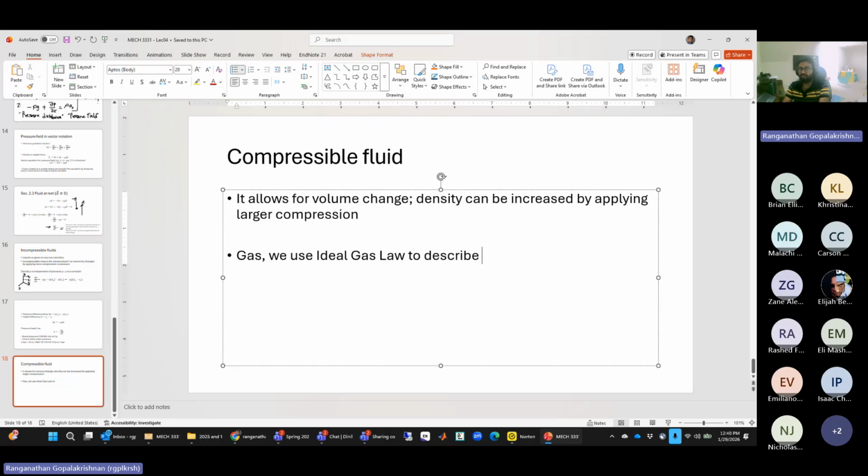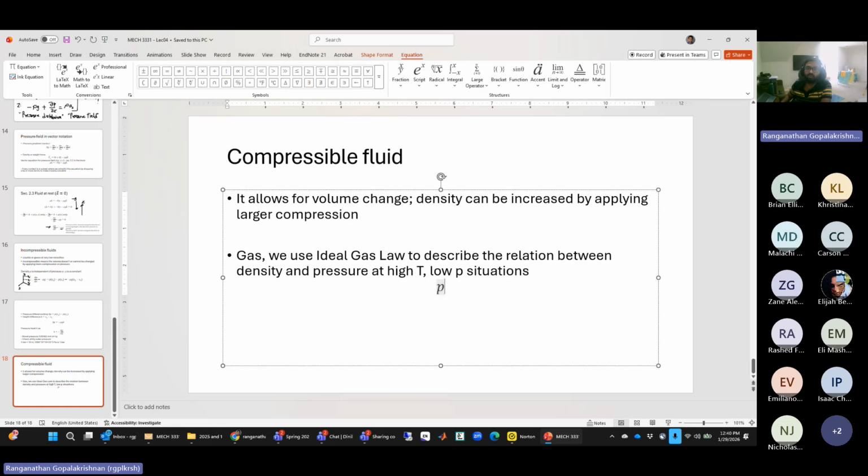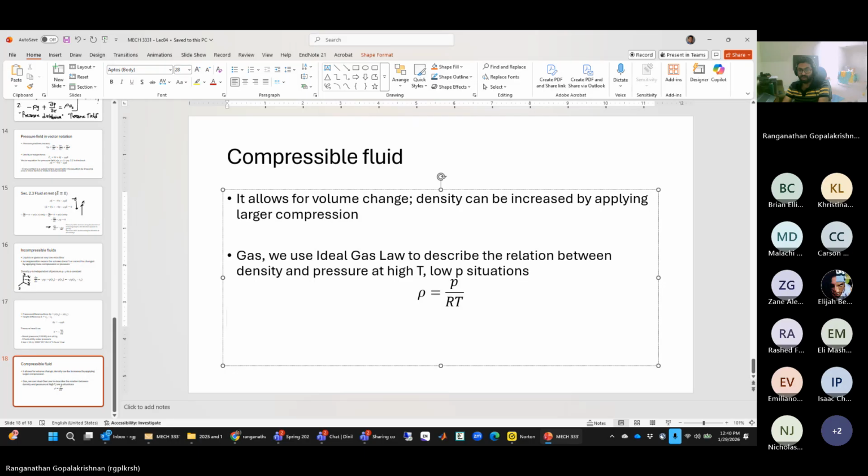to describe the relation between density and pressure at high temperature, low pressure situations. And you know what the ideal gas law is? Rho equals P divided by RT, where R is called the universal gas constant.